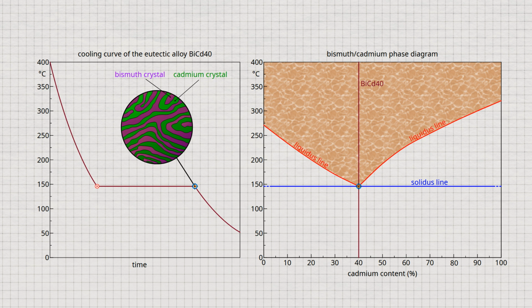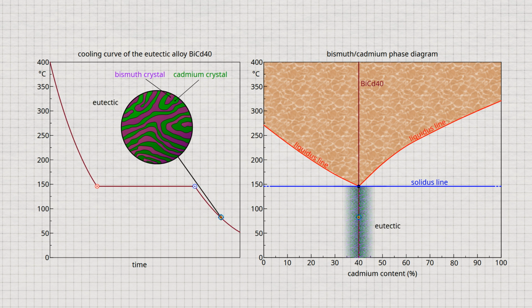Because the atoms are relatively slow due to the strong supercooling during solidification, they can only travel short distances. This usually results in fine lamellar crystal growth. This is why the grains of a eutectic alloy often have a lamellar structure rather than a round shape. This fine-grained phase mixture of finely dispersed bismuth and cadmium crystals is called eutectic.